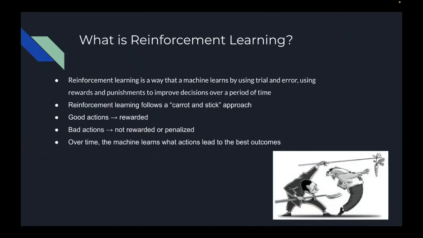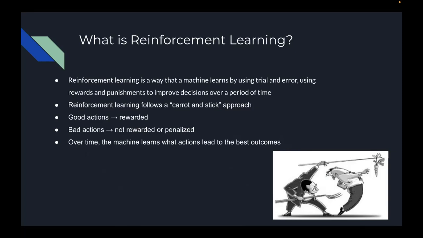So, what is reinforcement learning? Reinforcement learning is a type of machine learning where a system learns how to make decisions through trial and error. Instead of being given the correct answers, it learns by interacting with an environment and receiving feedback based on its own actions. The easiest way to understand this is through the idea of a carrot and stick approach, which is what the picture is depicting there.